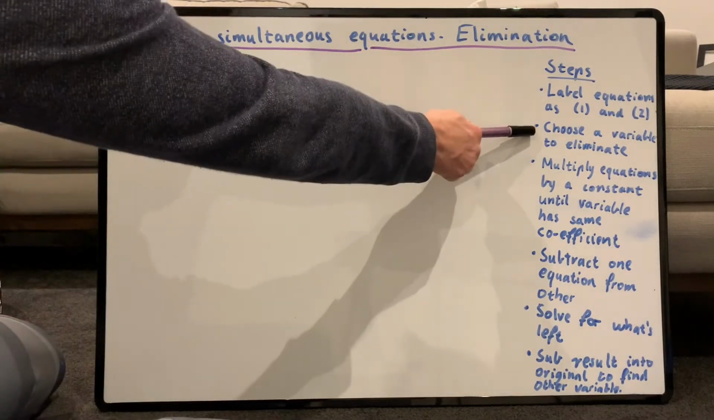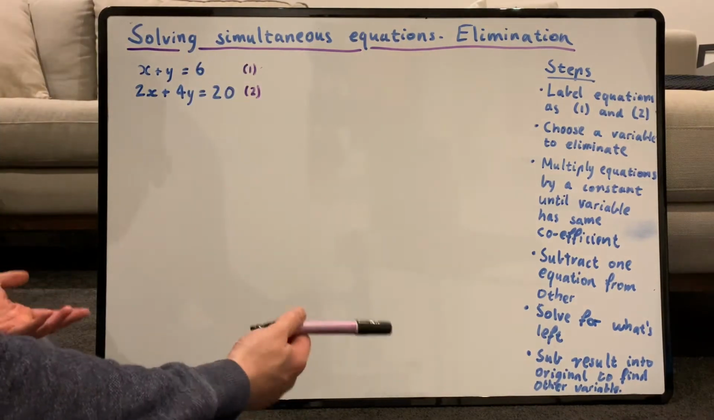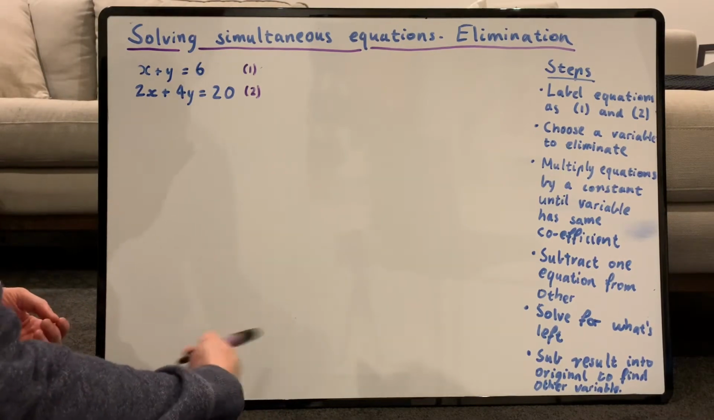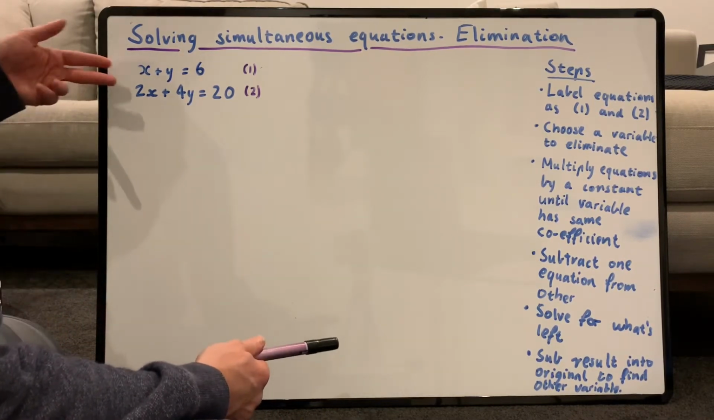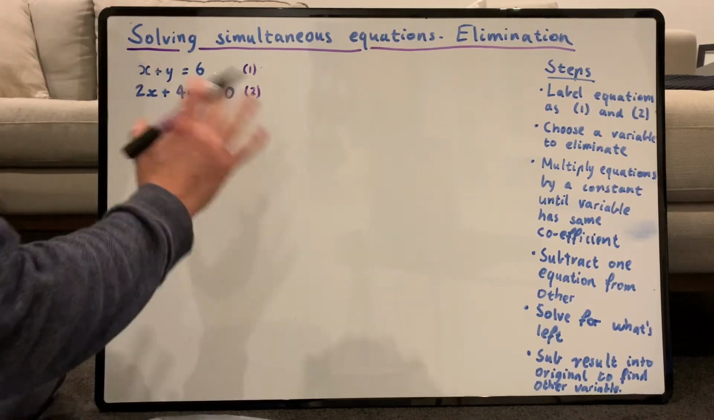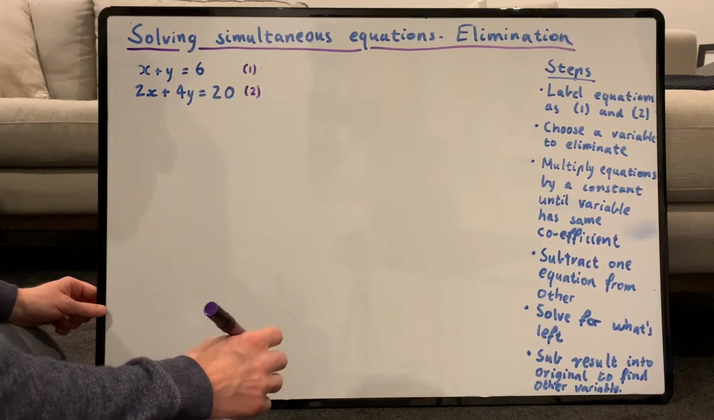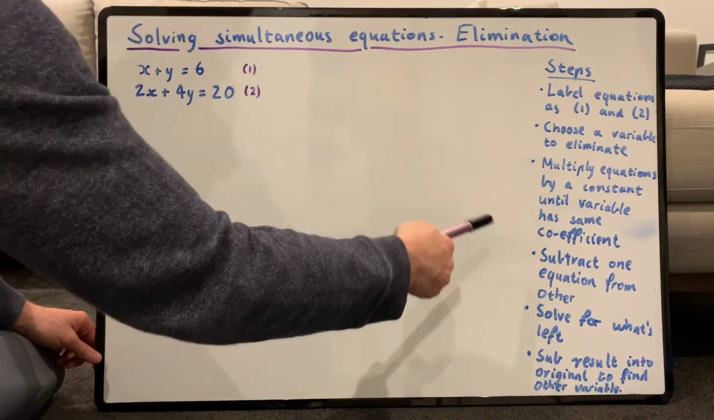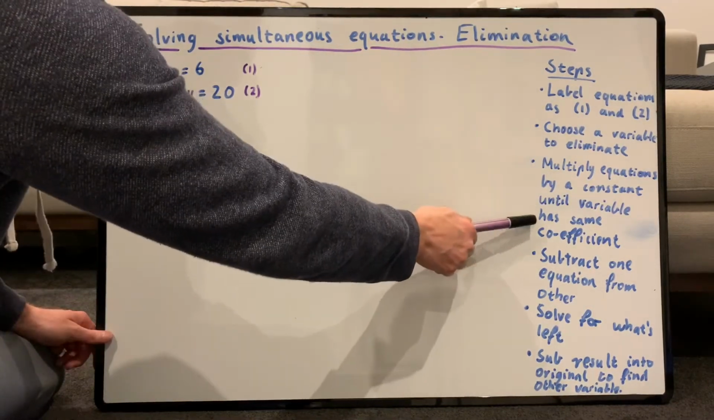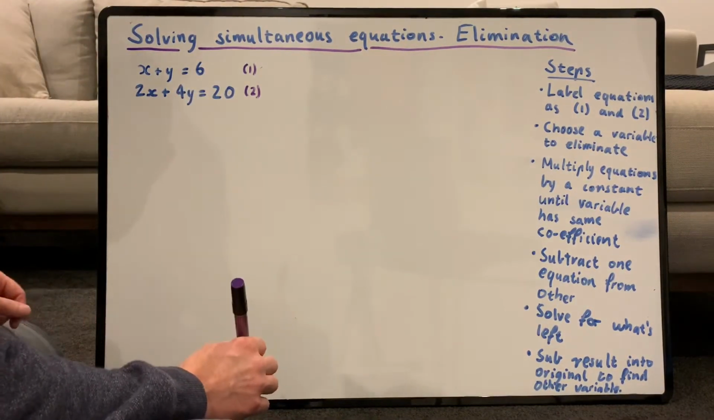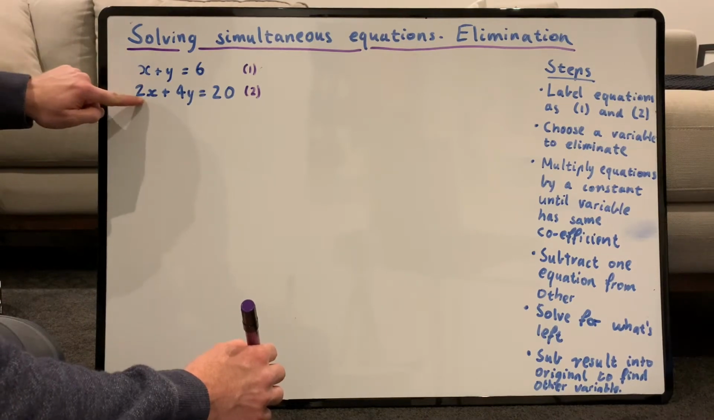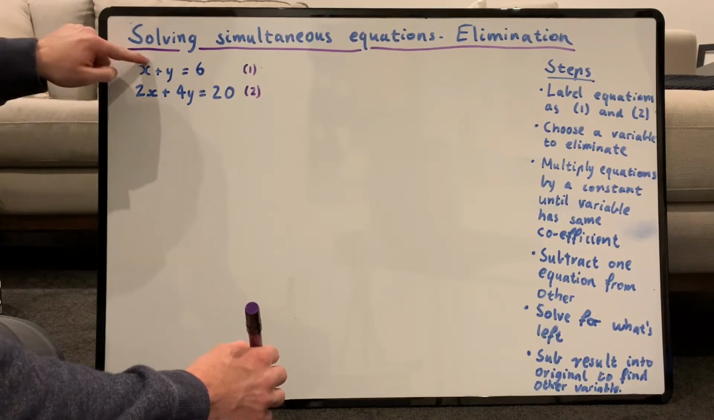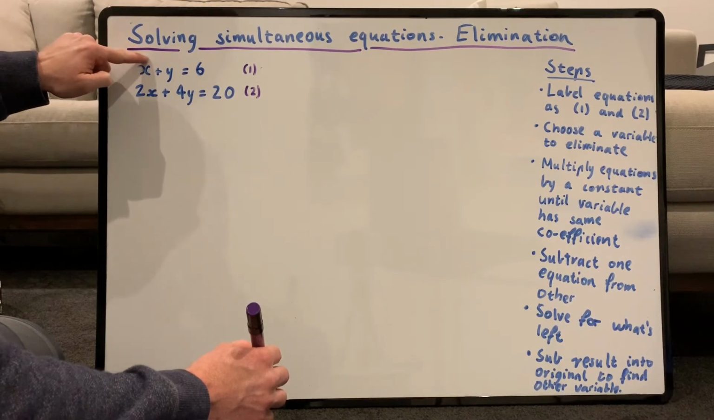Okay. Choose a variable to eliminate. Doesn't really matter which one you pick. It's just you generally pick the one that looks like it's going to be easier algebraically. Okay. In this case, I'm going to pick the x. It's not too much difference, but that's the one I'm going to pick. Okay. Multiply equations by a constant until the variable, in this case x, because that's what we picked, has the same coefficient. All right, well, you can see that in the second one, it's a 2x, and the first one, it's an x. We want to make this x into a 2x.